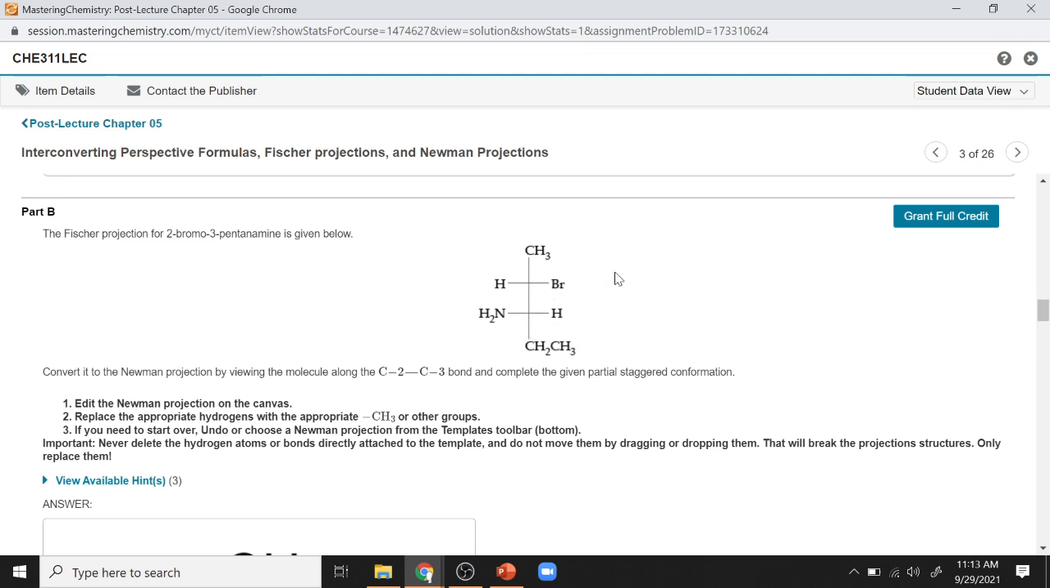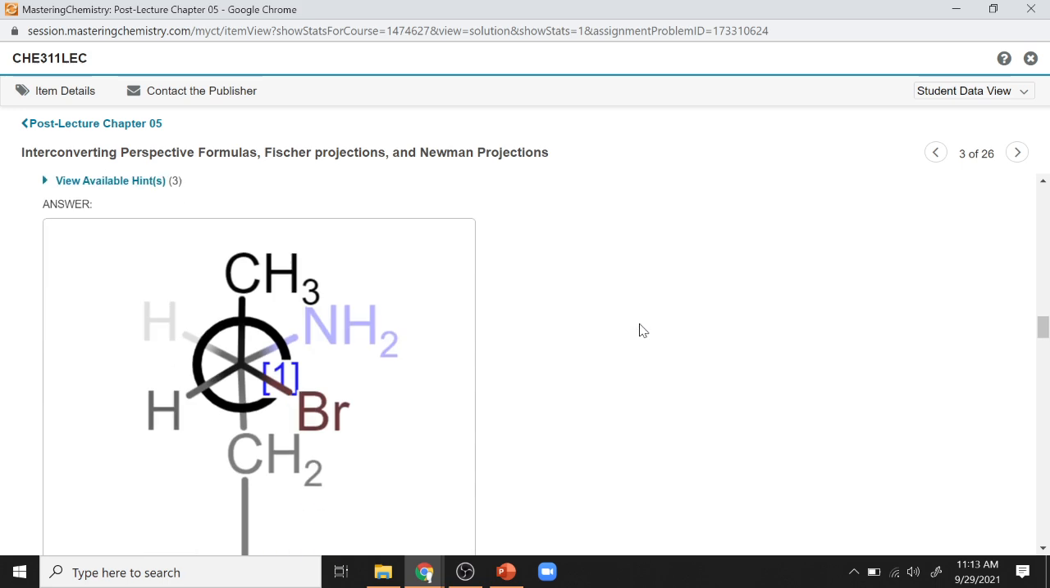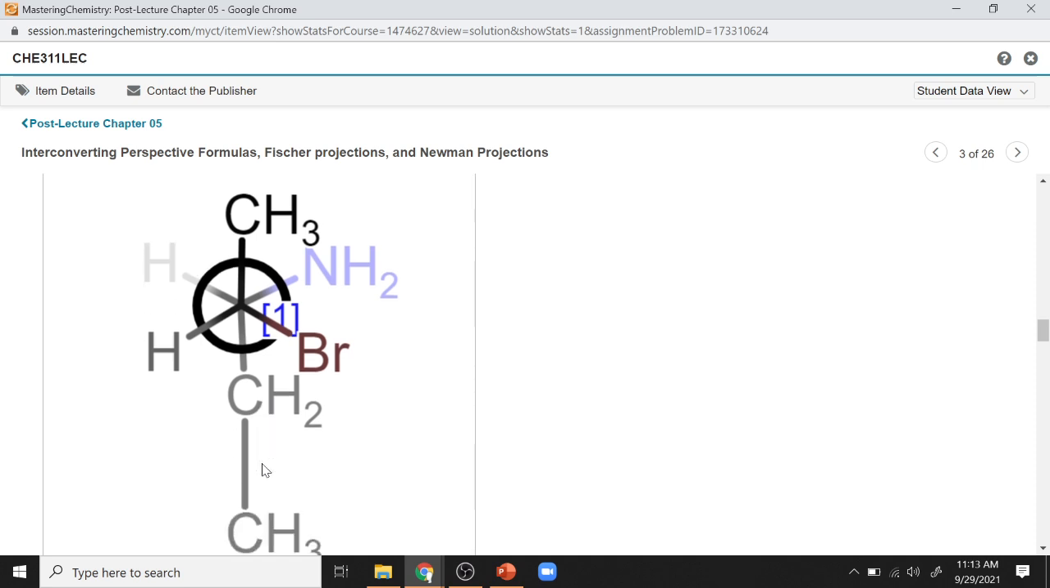So your Newman projection is going to be looking down your bond. C2 will be in front, C3 will be behind it, right? Okay. And so I need my Newman projection. Oh, it did it to me again, didn't it? I think the faded ones are in the back, right?